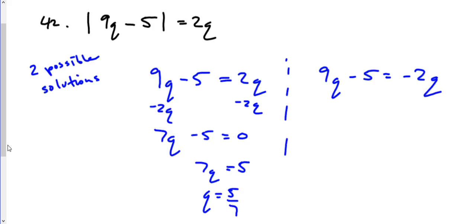We then go to the other side, same thing. I'm going to add 2q to the other side, so we have 11q. I'm going to add the 5 to the other side right away. q equals 5 elevenths.